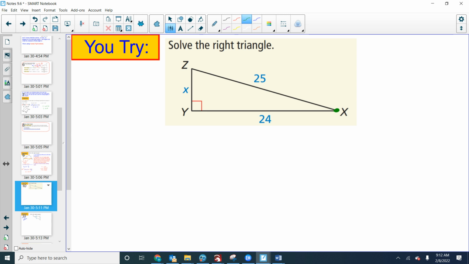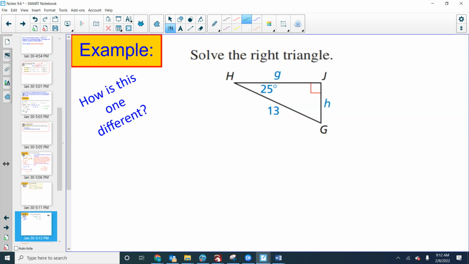Okay. I want to do one that's a little different. Not two sides, but an angle and a side. Okay. Can I use the Pythagorean theorem to start here? No. So I'm going to have to find the measure of angle G. I'm going to have to find side, well, they called it H, and G.